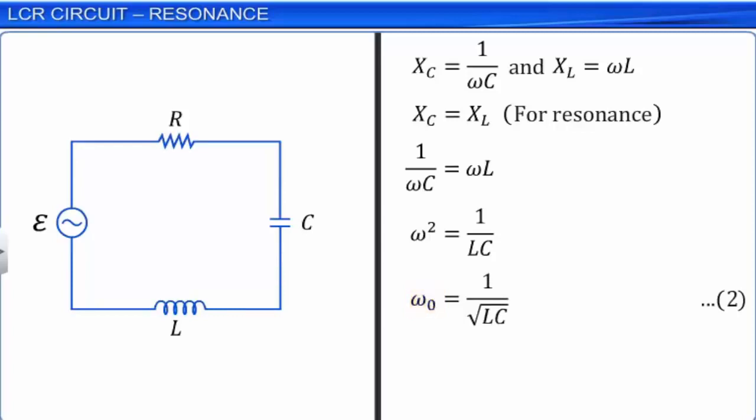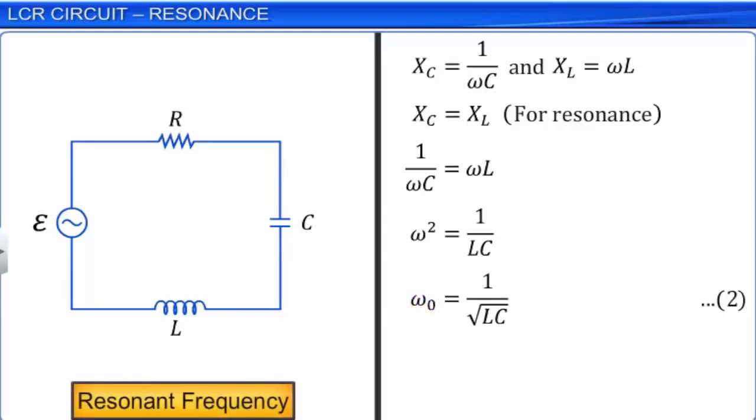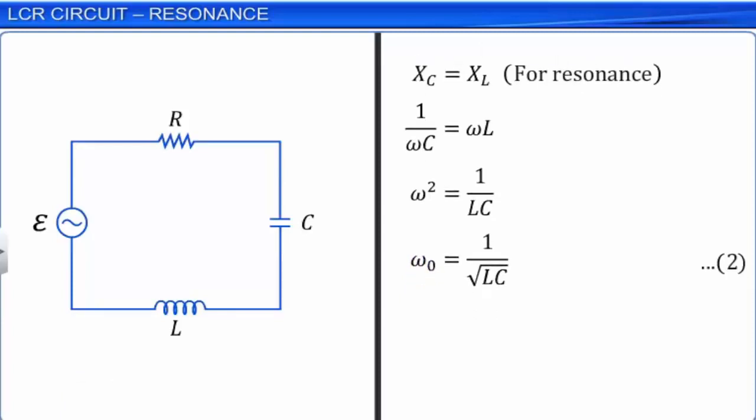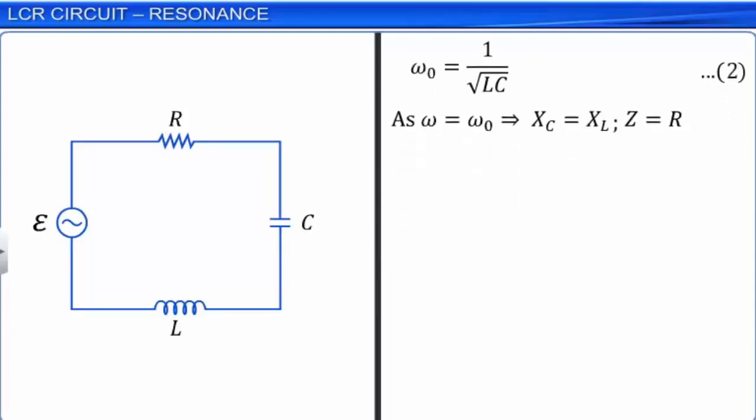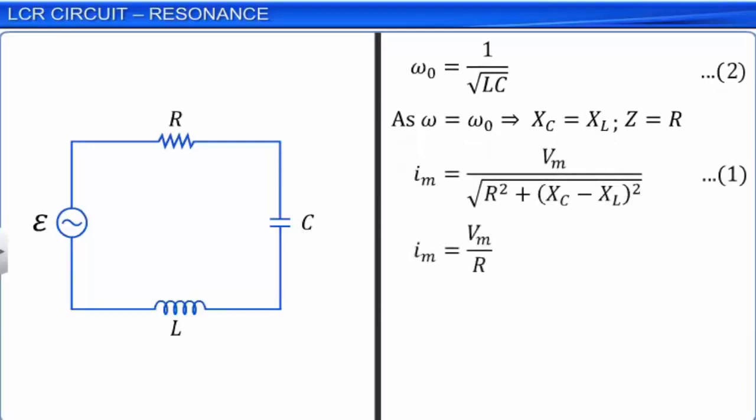We observe that as omega is varied, the value of current changes and is maximum when the value of omega is equal to omega naught, such that Xc is equal to XL, as the impedance Z of the circuit minimizes and becomes equal to R. This is the condition for resonance. Now, equation 1 can be written as Im is equal to Vm by R. Thus, we observe that when the angular frequency omega of applied AC voltage becomes equal to the resonant frequency omega naught, the amplitude of current Im reaches its maximum.